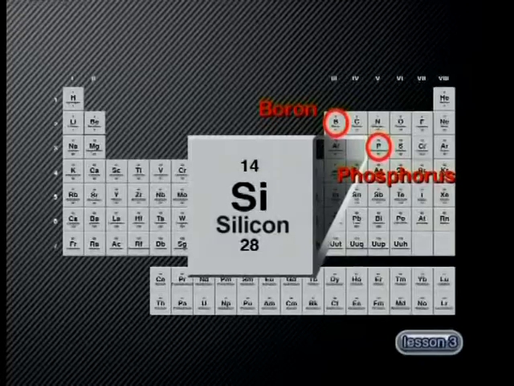Now, there are 2 types of impurities that can be introduced into a silicon crystal. If you look on the periodic table, you can see that to the left of silicon is boron and to its right is phosphorus. Both these atoms are of similar size to the silicon atom and can take the place of a silicon atom in the lattice.